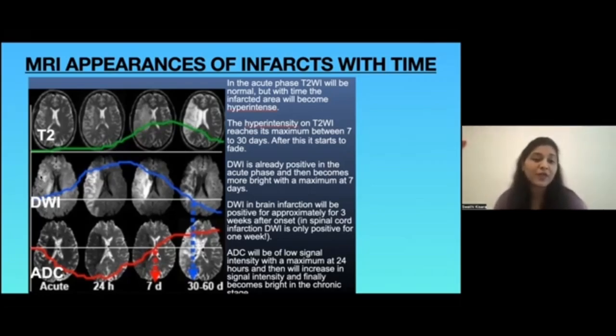the acute stage of the infarct appears bright on DWI, and the brightness comes to a peak at around 7th day, and then the signal intensity starts dropping down. Whereas in ADC maps, the signal intensity initially is less, that is, it is hypointense in acute stages, and with time, the signal intensity increases and the chronic infarcts appear bright on ADC sequences.